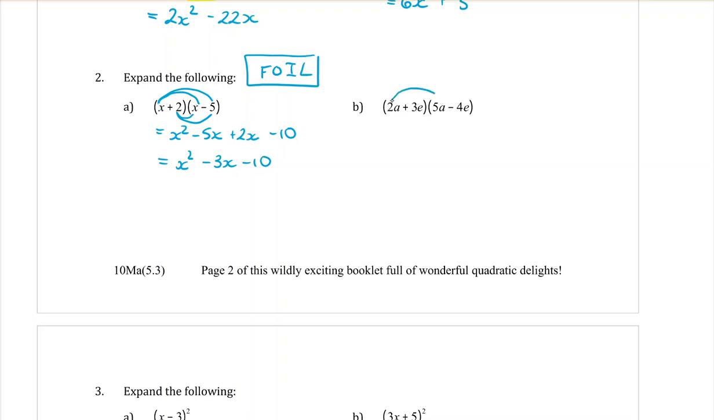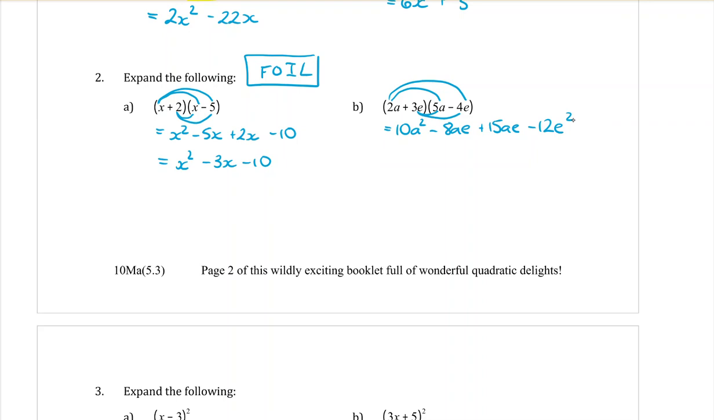So first times first, 2a times 5a. 2 times 5 is 10. A times a makes a squared. Then outside, 2a times minus 4. 2 times minus 4 is minus 8, a and e sitting next to each other. Then the inside ones. 3e times 5a. 3 times 5 is a positive 15, and ae. If you keep them in alphabetical order, it'll be easier to see your like terms. And then last times last, 3 times minus 4 is minus 12. E times e makes e squared.